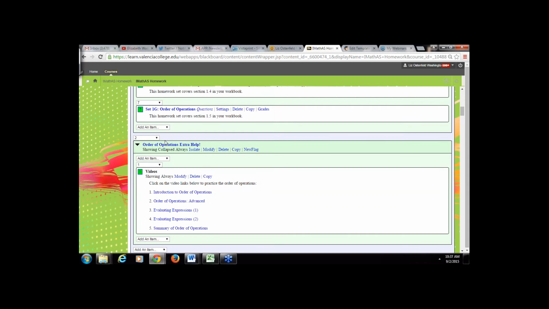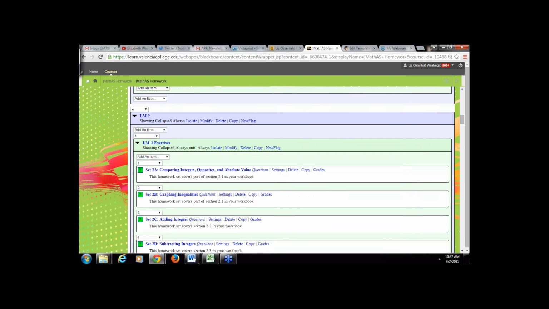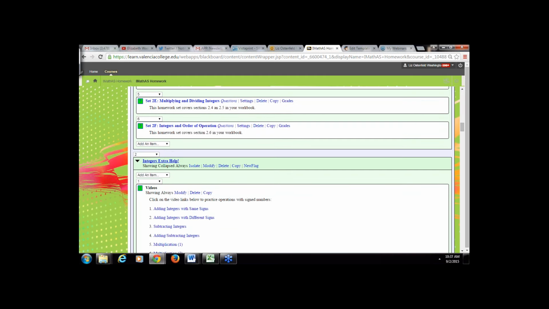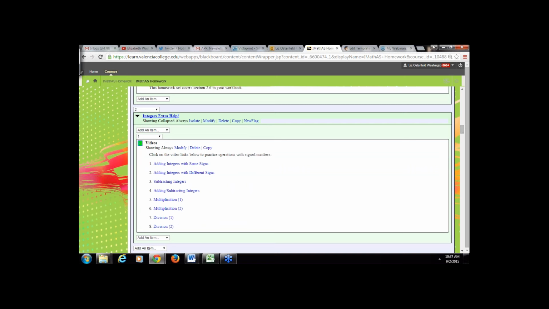Oh, right here. You see where it says extra help? If you open that up, there's several videos here. So not only are there videos in your Blackboard course, but everywhere where you see this extra help link, there's several videos here. So if you're having trouble with positive and negative numbers, you want to go ahead and do this part right here.